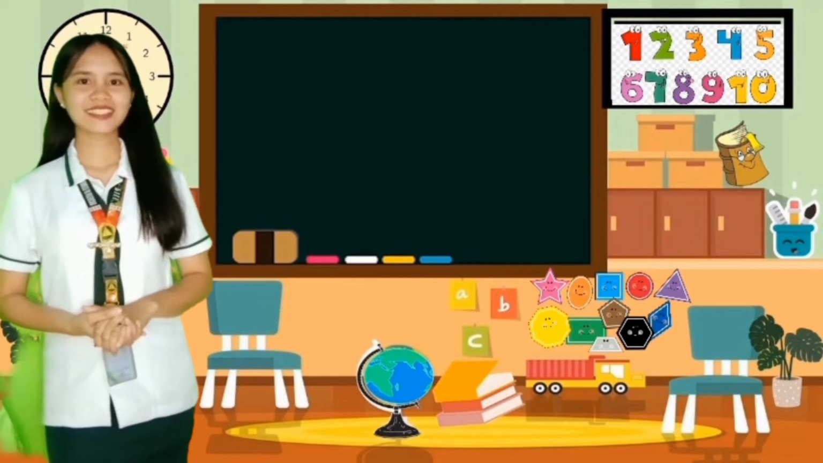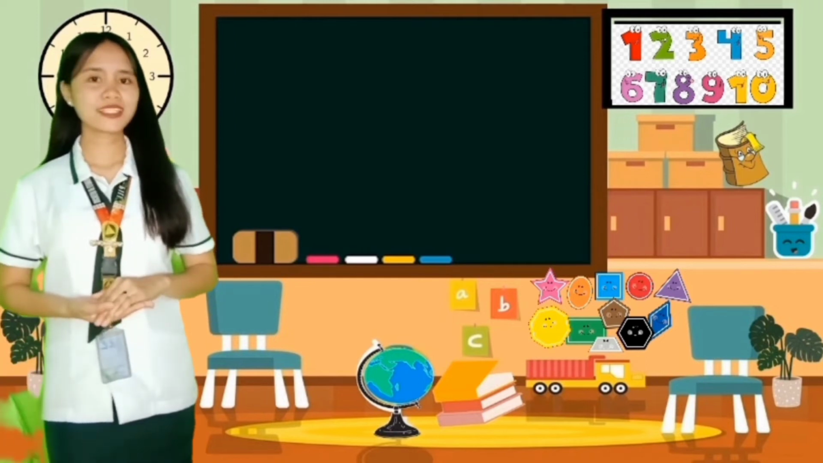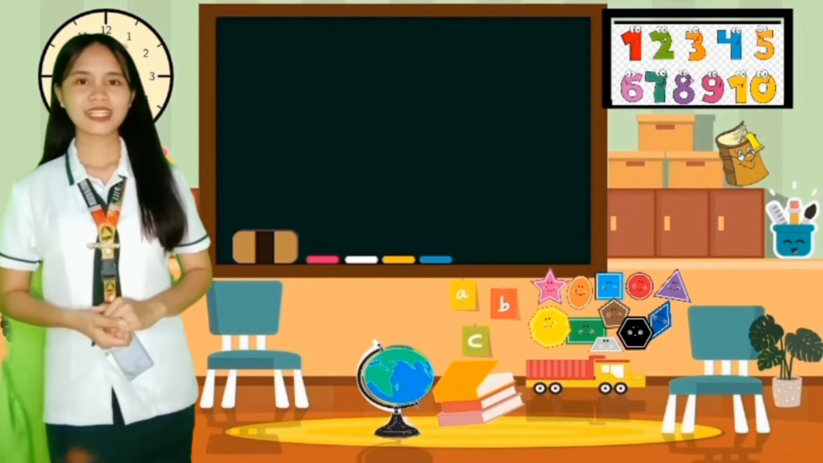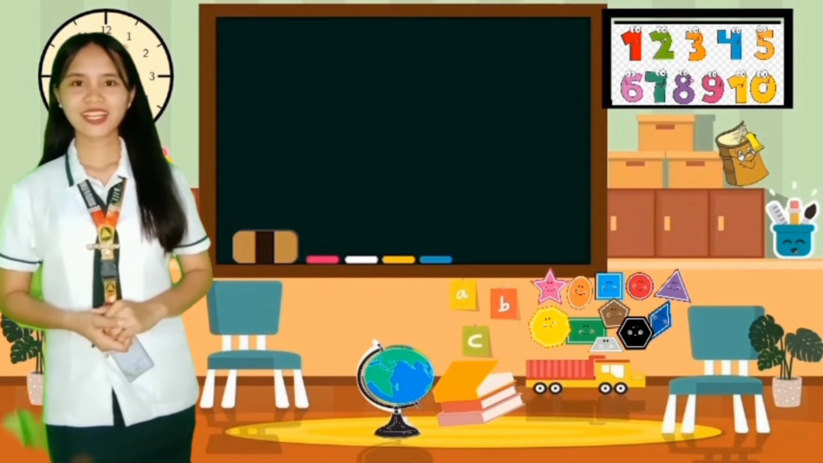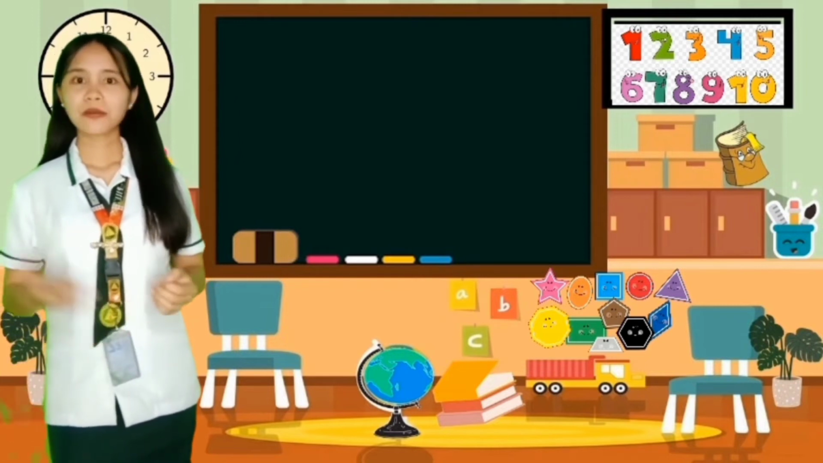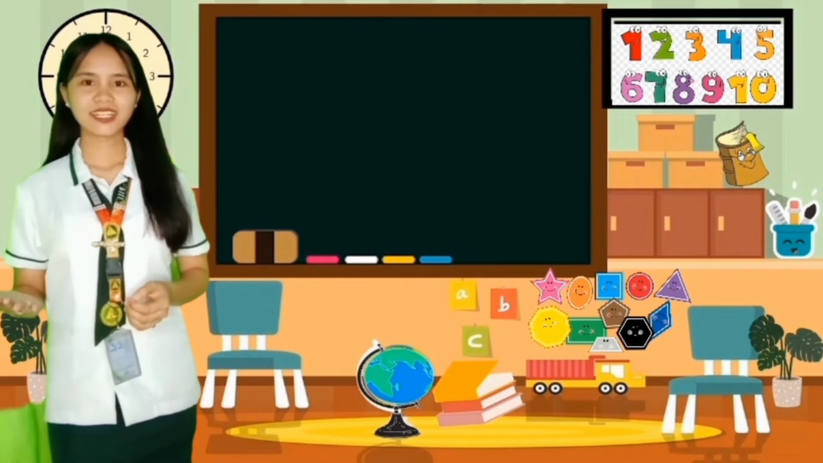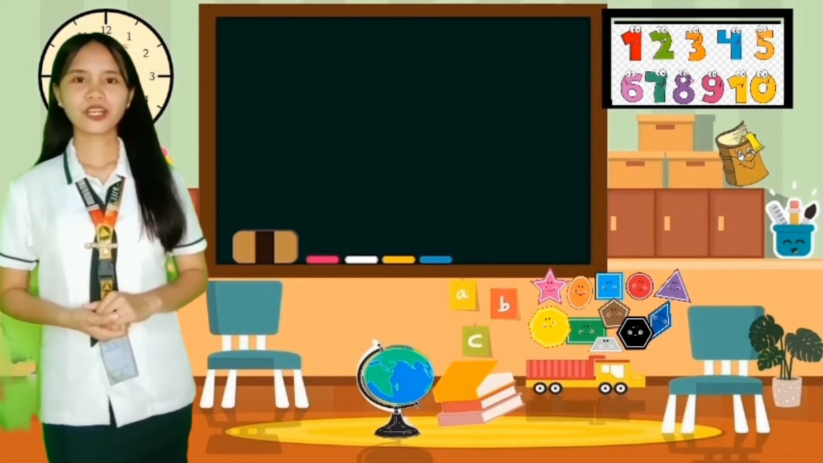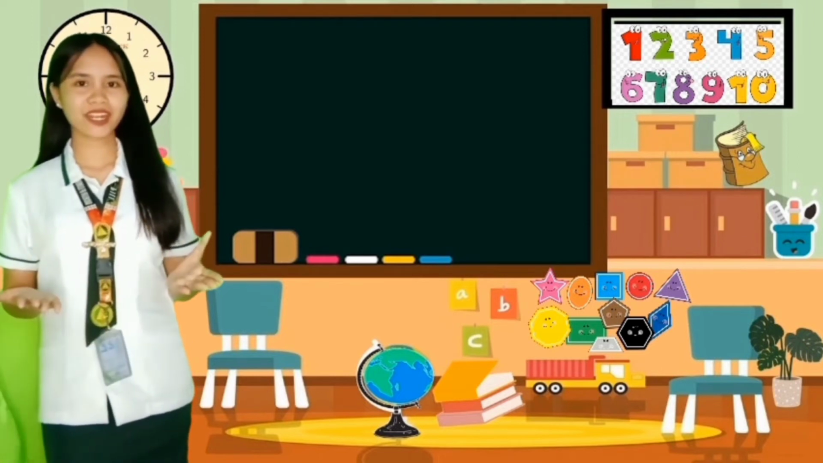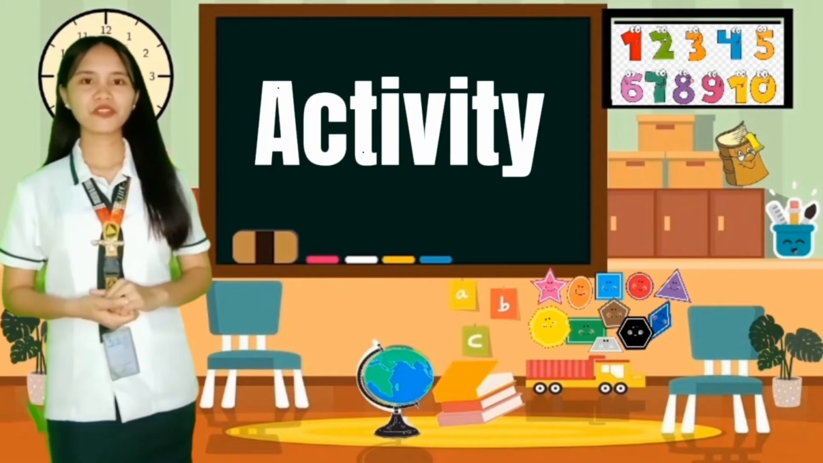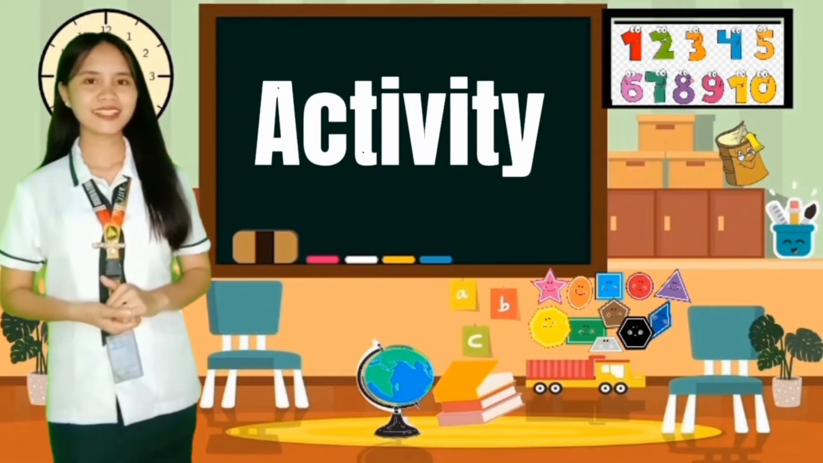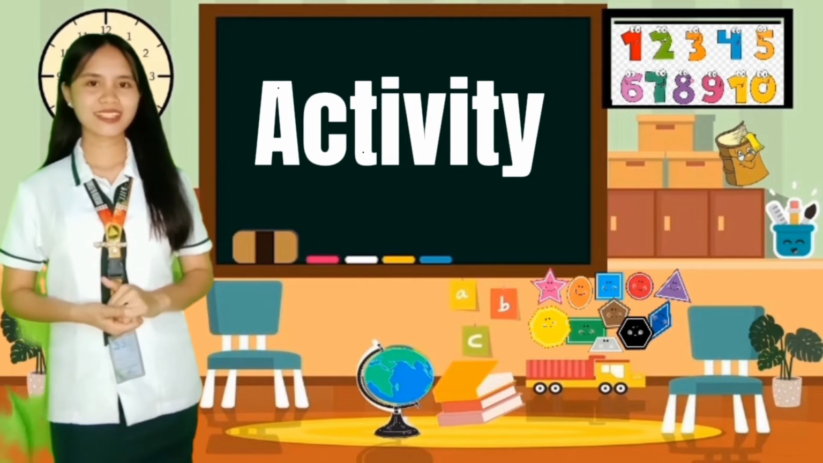Very good, class. So, how do you think these things are useful in our lives? Is it a piece of chocolate? Ice cream in a cone? Pringles in a cylinder can? And many more. So, these things can be found everywhere. So now, let's have an activity for you to further understand the topic that we are discussing today.